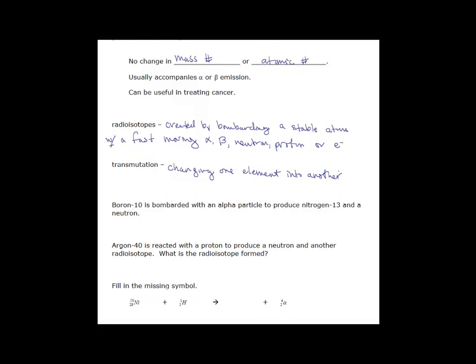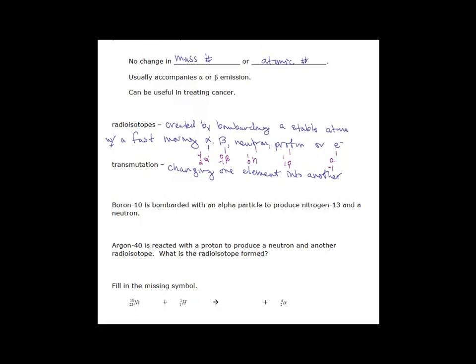So let's review the symbols for the alpha, beta, neutron, proton, electrons. Remember, alpha has a mass number of 4, atomic number of 2. A beta particle has 0 mass, -1 charge. Beta, same as an electron. A neutron has mass, so 1, but no charge. And a proton has mass and also a +1 charge. And then an electron, no mass, but a -1 charge.